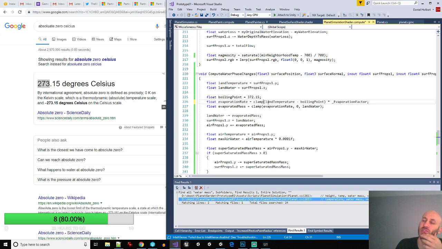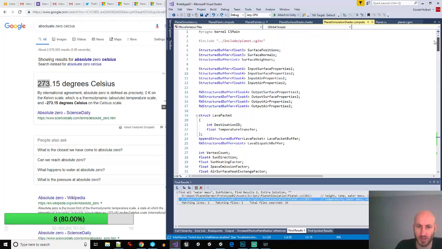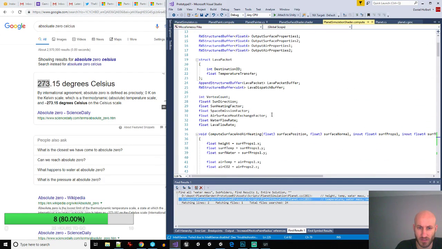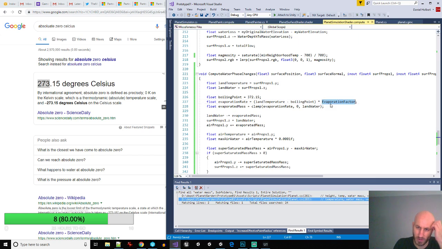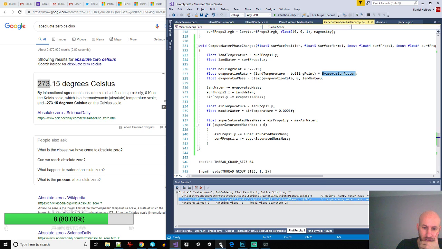How rapid a boil? I mean, if it's really hot, the boil is going to be super rapid. But it should be so that... Technically, I should transfer some heat with it as well. I'll do that later, though. But I think this needs to be a pretty low number. And I think that's about it.